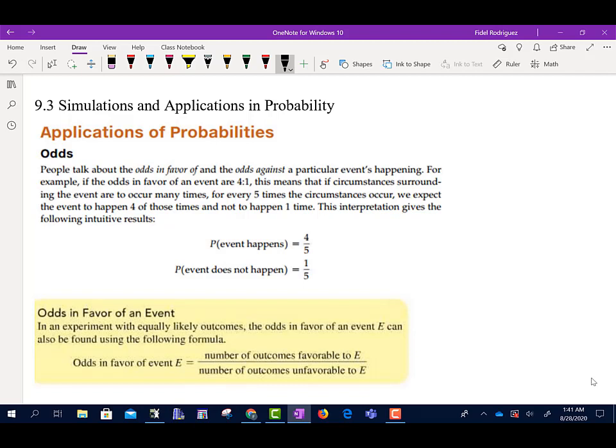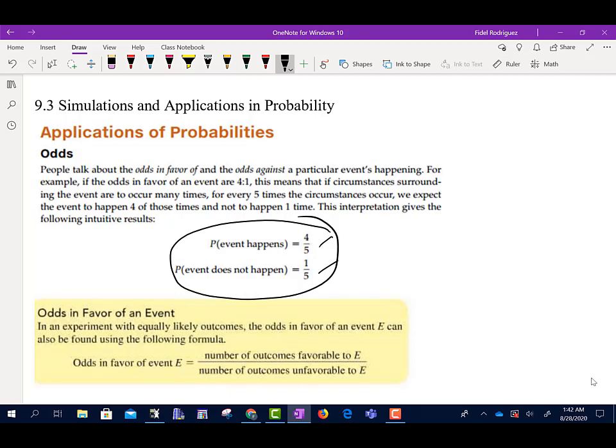For example, if the odds in favor of an event are 4 to 1, that means if the circumstances surrounding the event are to occur many times, for every 5 times the circumstances occur, we can expect the event to happen 4 of those times and not to happen 1 time. The interpretation of this gives the following intuitive results. The probability that an event is going to happen would be 4/5, and the probability that it does not happen would be 1/5.